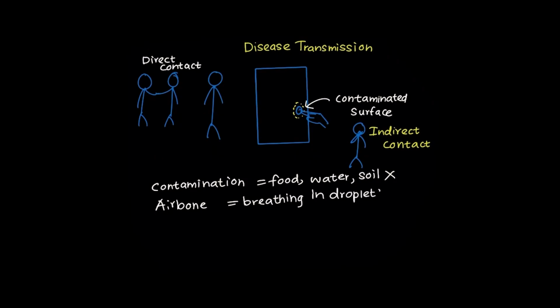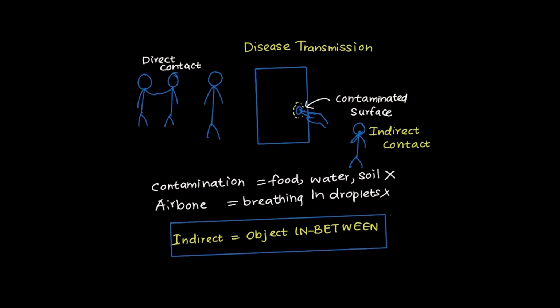Here's a WGU C458 OA exam tip for you. Touching contaminated objects or surfaces equals indirect contact. Touching the actual infected person equals direct contact. Quick recall hook. Indirect equals in between object involved.